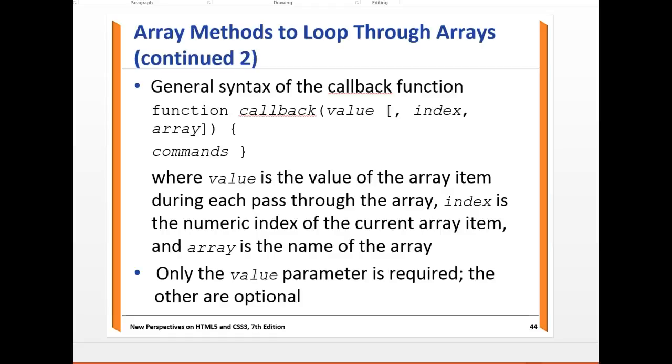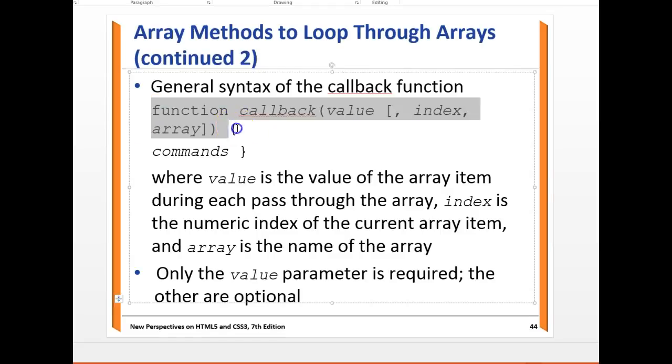The general syntax for the callback function is this. So what does each parameter mean? Value is the value of the array item during each pass through the array. Index is the numeric index of the current array item. And array is the name of the array. Only the value parameter is required and the others are optional. So the value parameter is the only one that you need to have and the rest could be optional.